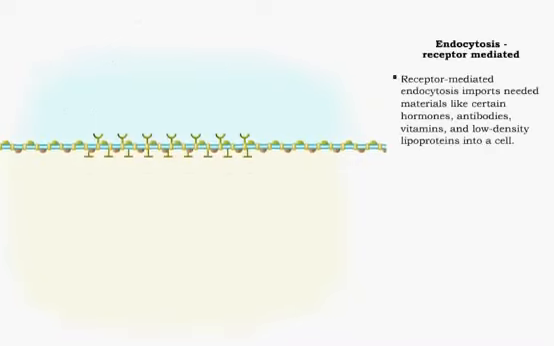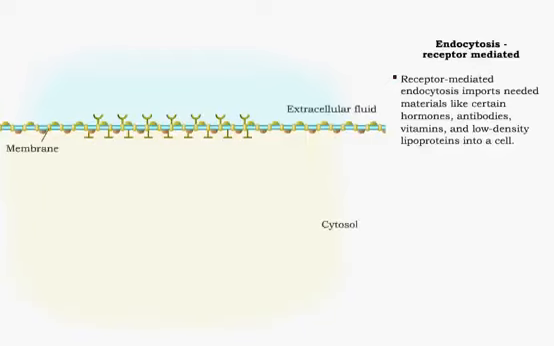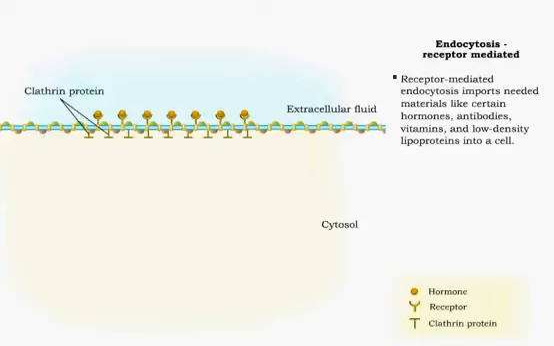Receptor-mediated endocytosis imports needed materials like certain hormones, antibodies, vitamins, and low-density lipoproteins into a cell. Specific receptor proteins bind with these substances and then interact with peripheral proteins called clathrin, found on the cytoplasmic side of the membrane. This area of a membrane is called a clathrin-coated pit.